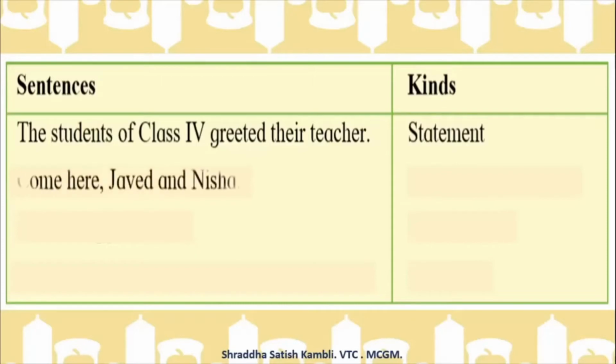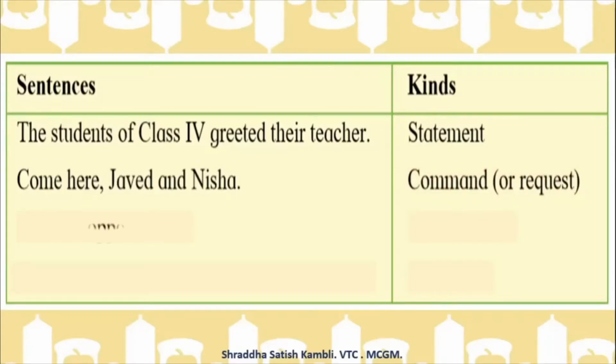Let's look at the next kind of sentence. Come here, Javed and Nisha. So what is this? Someone is asking or requesting or ordering Nisha to come to a particular place. So this is actually a command. You can also say a request.